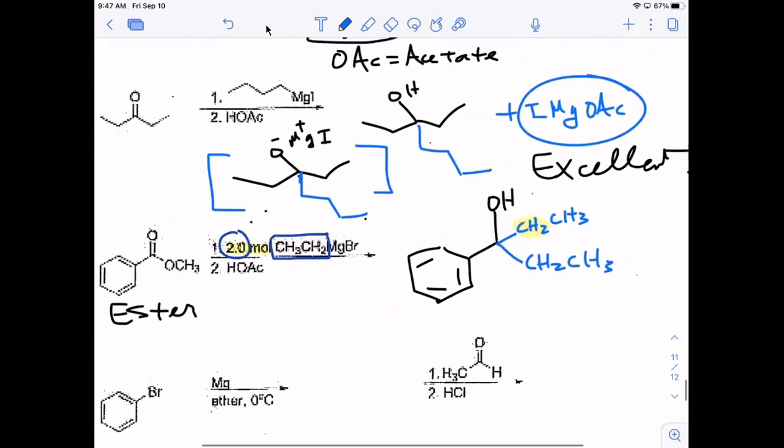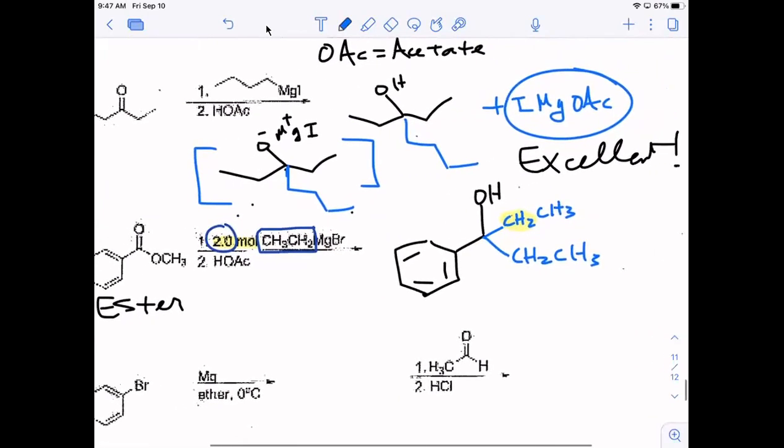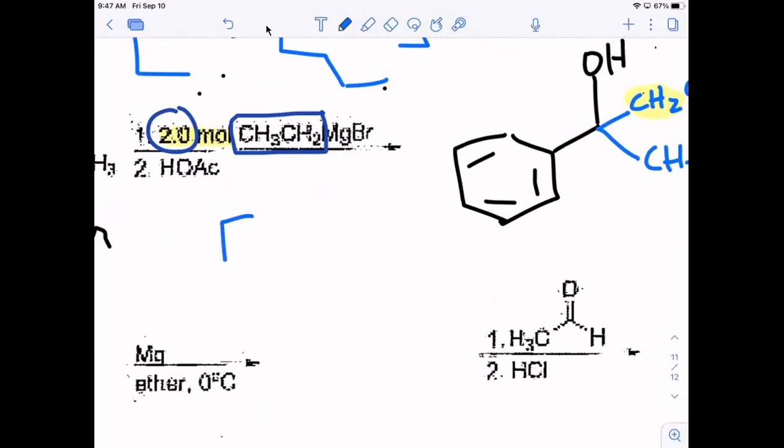If this was 1 mole, what would I get? If I only started with 1 mole of Grignard plus that ester, I'd get a ketone. And I'm going to draw it right here. I would get this.